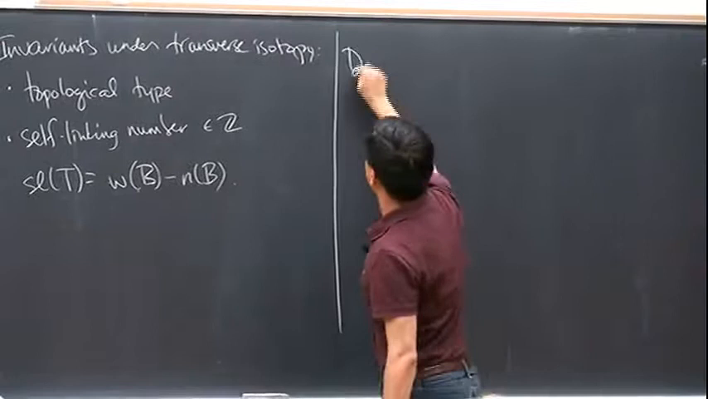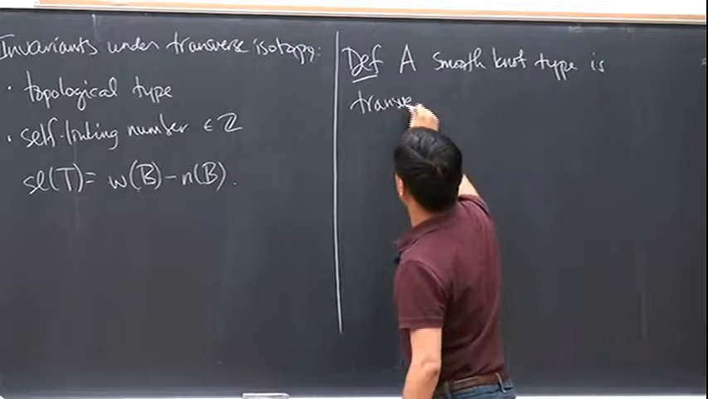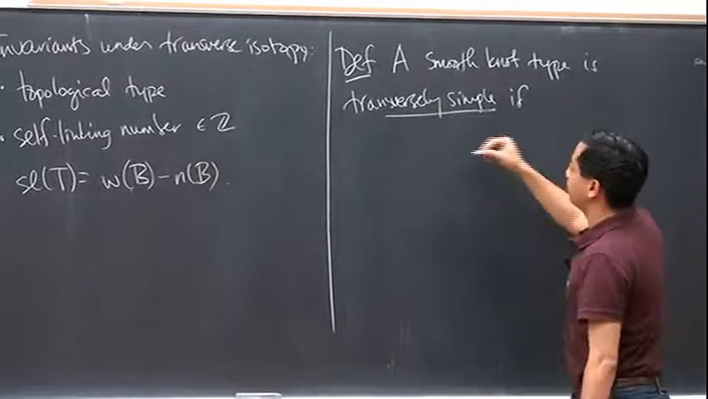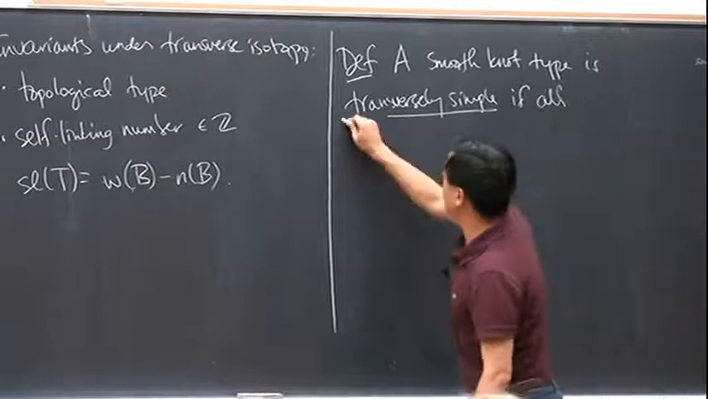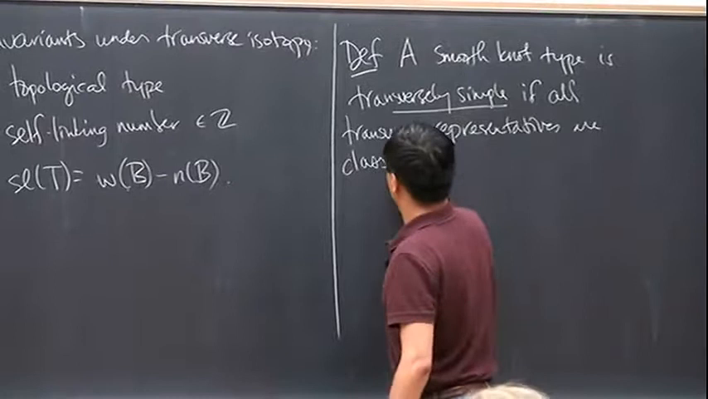Let's say a topological knot, a smooth knot type, is called transversely simple if self-linking number is the only invariant, that completely characterizes everything. So if all transverse representatives are completely classified by their self-linking number.